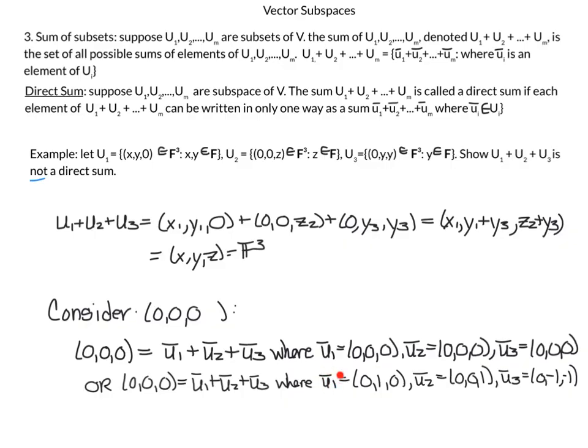And so what I did is I chose U1 to equal 0, 1, 0, U2 to equal 0, 0, 1, and U3 to equal 0, negative 1, negative 1. You see my U1 vector satisfies this condition where we have a first coordinate, a second coordinate, and then 0. U2 satisfies my definition of the set U2, which is a 0, 0, and a z. So a 0, 0, and in this case z is equal to 1. And finally, U3 satisfies this condition of a 0, a y, and a y. So a 0, where y is negative 1, and another y.